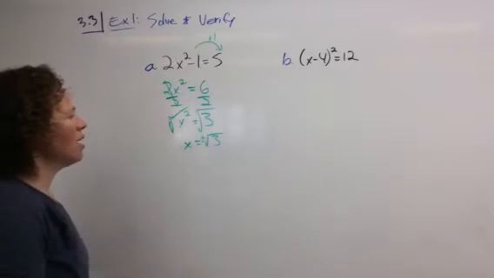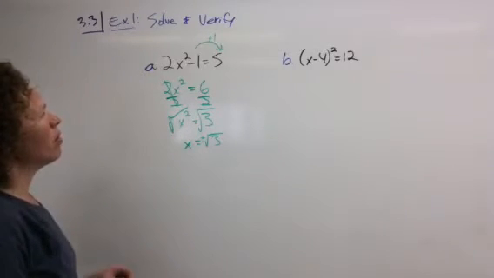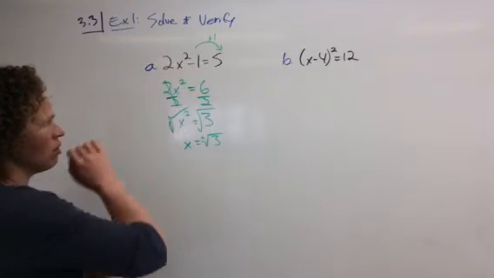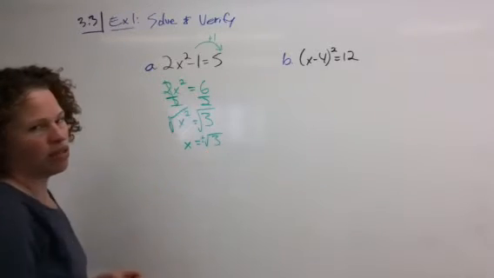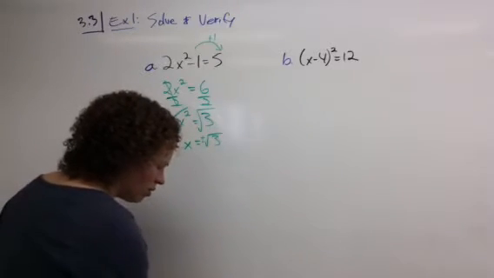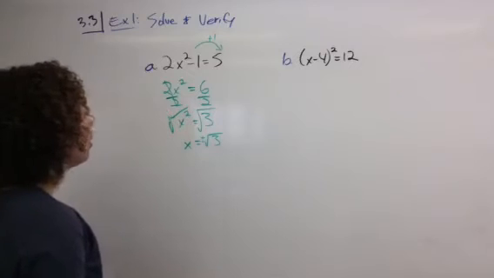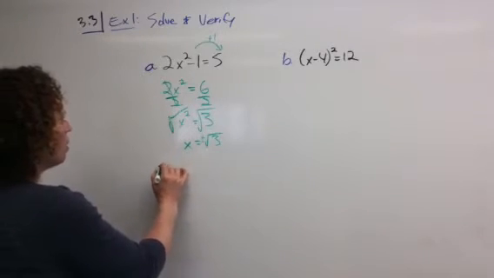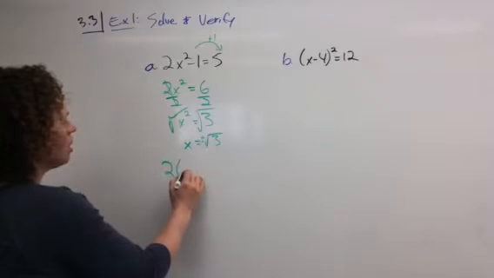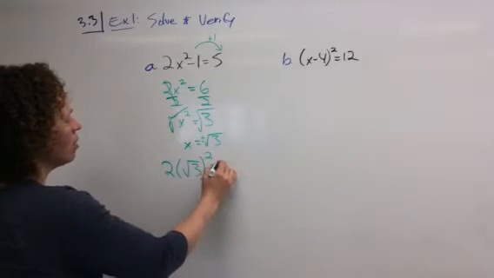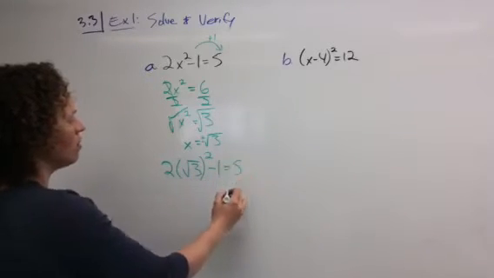So that was easy. The part where it says verify means that you have to take the original equation and plug in your new value for x to see if it works. So I'll just keep with this one. Now I've got 2 times the square root of 3 squared minus 1 equals 5.